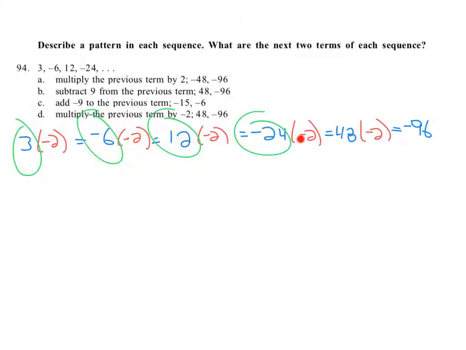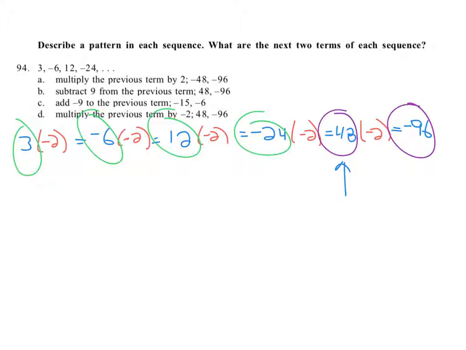And that, again, continuing by times negative 2, we get negative 24 times negative 2, and we should get positive 48. Right? 48, there it is. And we multiply by negative 2 again, and we get negative 96. So our next two numbers should be 48 and negative 96.